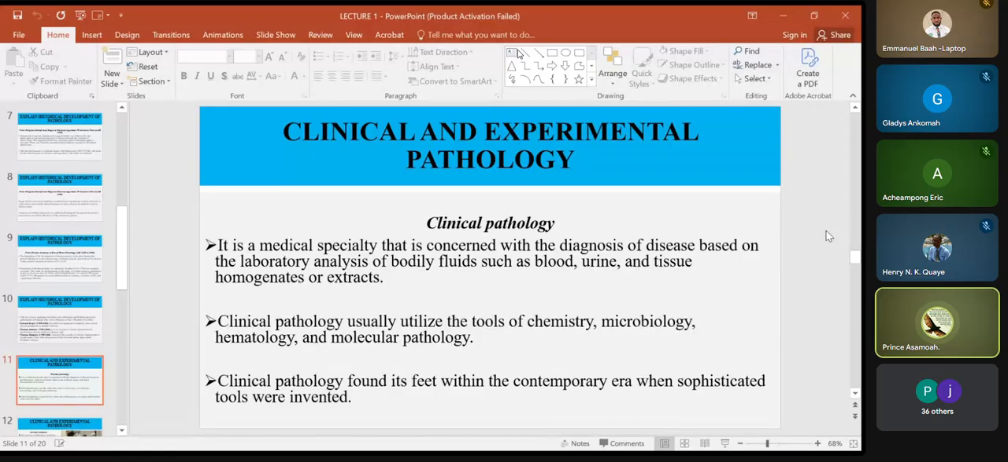So clinical pathology found its feet within the contemporary era when sophisticated tools were invented. This is clinical pathology: you being able to study disease or understand disease or diagnose disease when you make use of lab analysis. You make use of lab analysis even when all indications suggest that you are hitting there. You just have to confirm to rule out any differential. So that's clinical pathology.